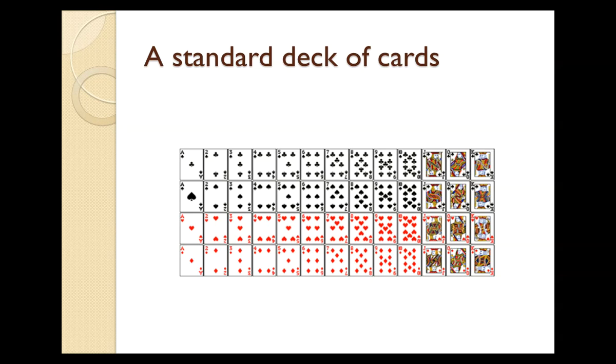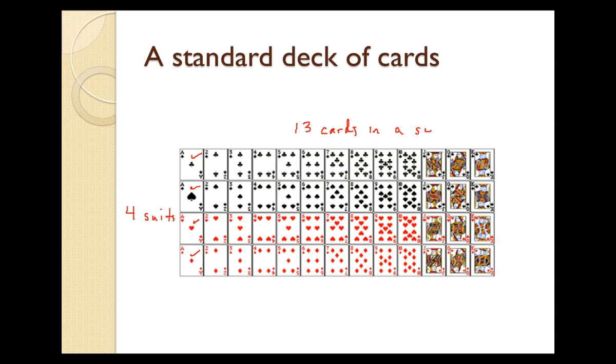And every deck has 4 suits. So you can see the suits are clubs, spades, hearts, and diamonds. And in every suit, there are 13 different types of cards, I'll just say. 13 cards in a suit.